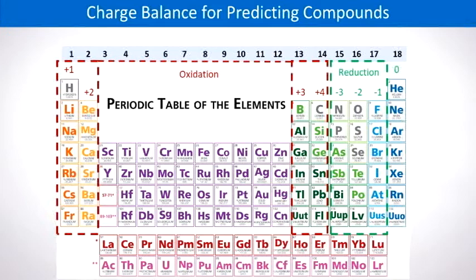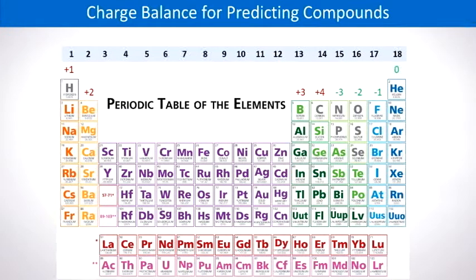We note that group 1, 2, 13, and 14 form positive ions, noted here in red, and group 15, 16, and 17 form negative ions, noted here in green. For the positive ions that undergo oxidation, we have a +1, a +2, a +3, and a +4. For the negative ions that undergo reduction, we have -1, -2, and -3. These are the most common ions encountered.